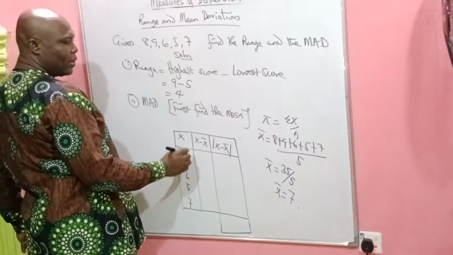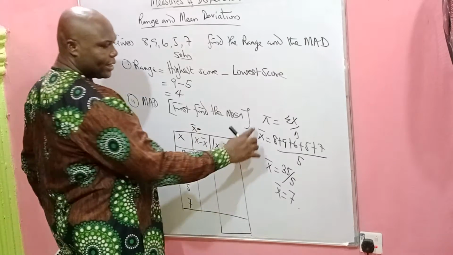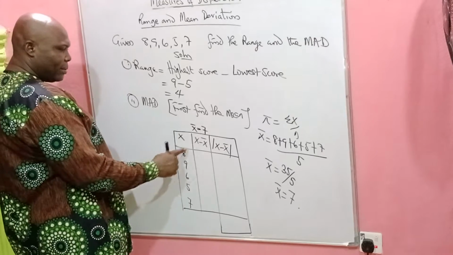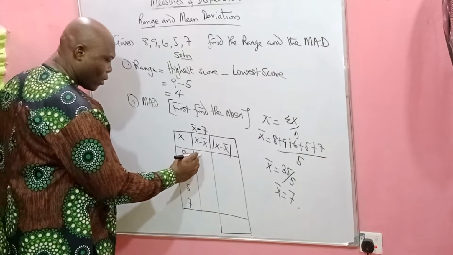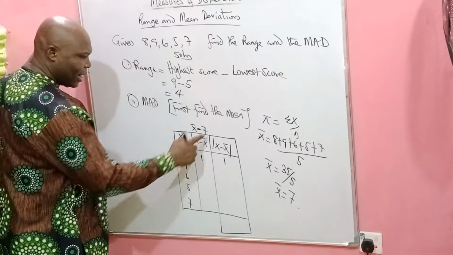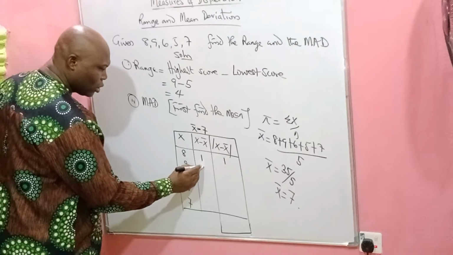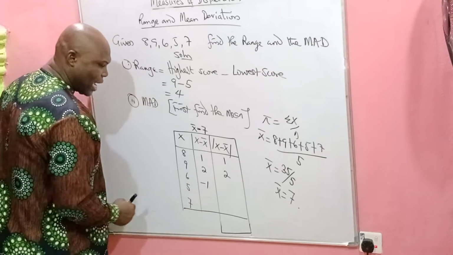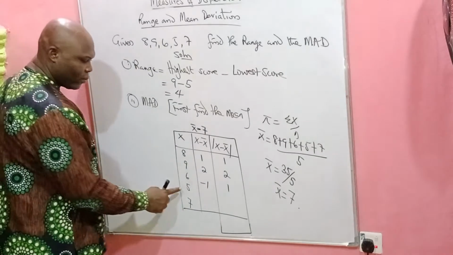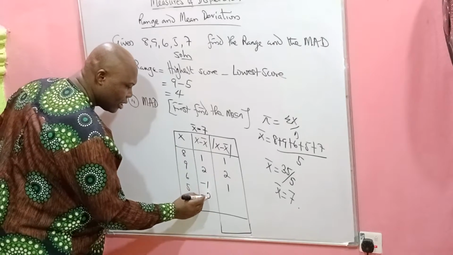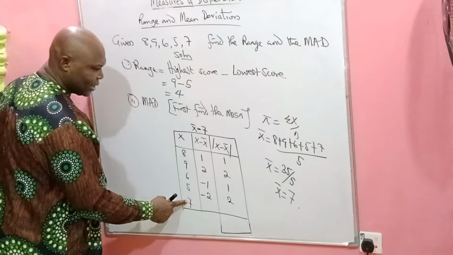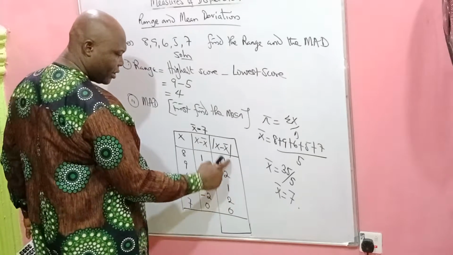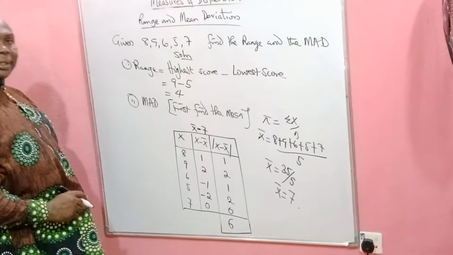Okay, so we need x minus x bar. Remember, we've just computed the x bar to be 7. So we indicate it here, 7. 8 minus 7 will give us 1. Absolute value is still 1. 9 minus 7 will be 2. Absolute value is 2. 6 minus 7 will be negative 1. The absolute value of negative 1 is a positive 1. 5 minus 7, the absolute value is positive 2. And then 7 minus 7, absolute value is 0. So when we sum this up, we'll have 6.